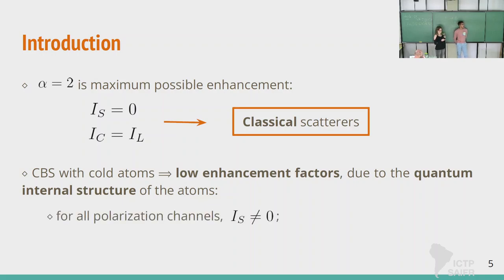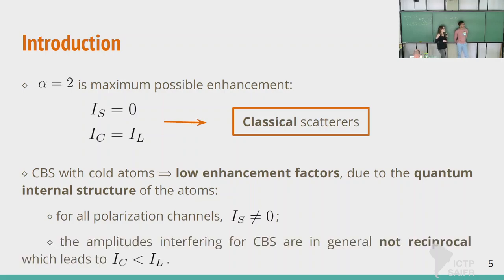So what they show is that IS is different than zero instead of equal to zero, and the amplitudes interfering for the CBS are not in general reciprocal, with some condition that we have to have in order for IC to be equal to IL. So in this case, when we consider the quantum internal structure of the atoms, we have IC smaller than IL.